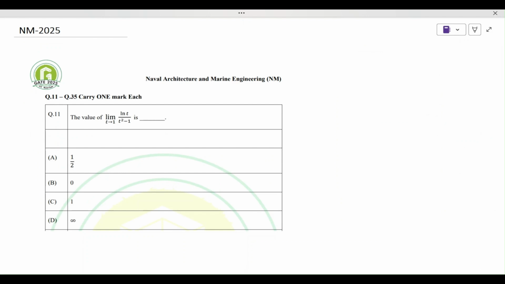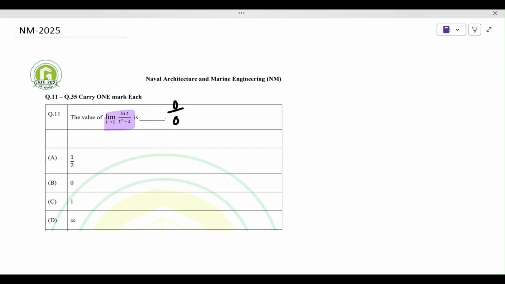You can see here in this question, limit t approaches 1 of log t by t square minus 1. This one is an indeterminate form, that is 0 by 0 form. How? If we put t equals to 1, log 1 is 0, 1 minus 1 is 0, so it becomes 0 by 0 form. And if it is 0 by 0 form, first preference we are going to apply the L'Hospital rule.